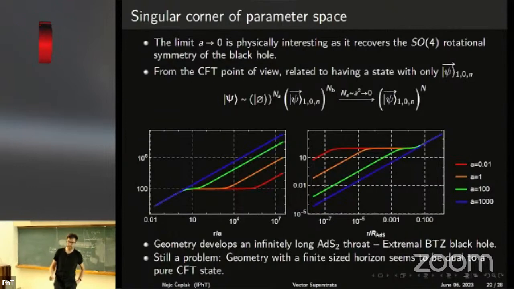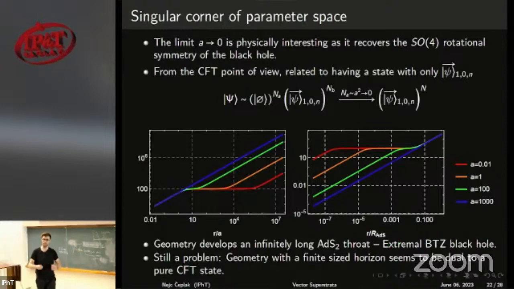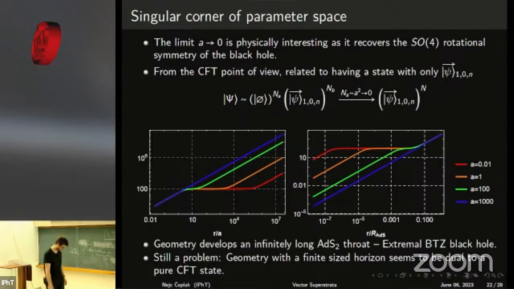The problem still remains. If I take a to 0, your geometry just becomes that of a BTZ black hole. And that you can see here by just fixing r in terms of the radius of AdS, you just start to form a longer and longer throat until a goes to 0. And as a goes to 0, you basically just get an infinite throat, and your geometry just becomes that of an extremal BTZ black hole. So this is a problem.